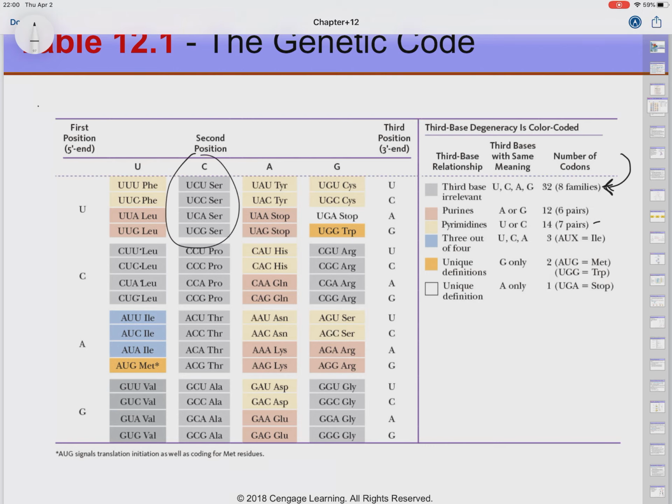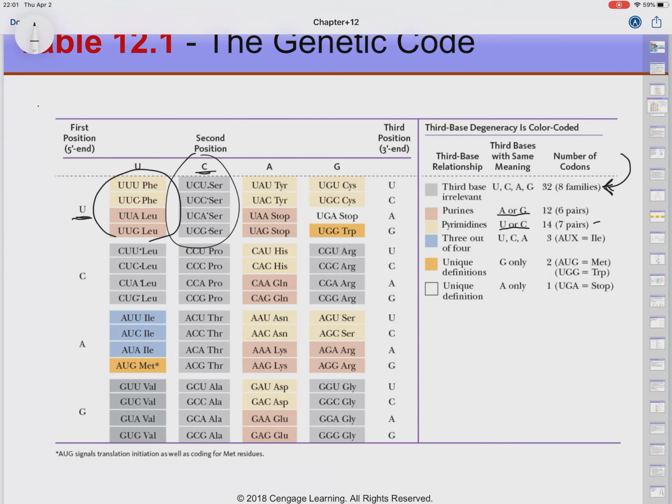So let's look at this one. Starting letter U, second letter C, third letter can be a U, a C, an A, or a G. In any case, we're going to get serine. And so that's the case for 8 of those amino acids. There are some other situations here where if you have a purine in the third position or a pyrimidine in the third position, you actually get a different amino acid.